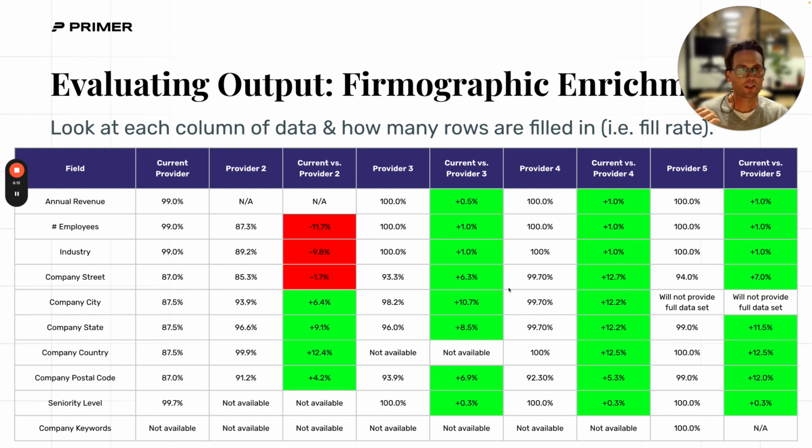This helps us understand relative strengths and weaknesses at a field level, not just total number of rows, but also looking at columns, and within those columns, how much data does a data provider have?